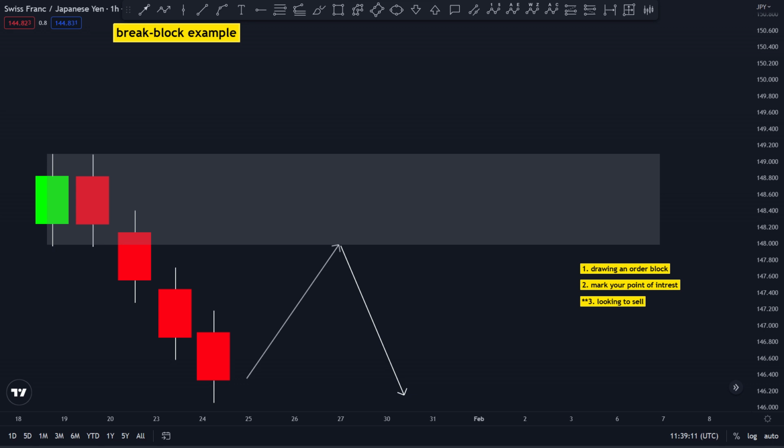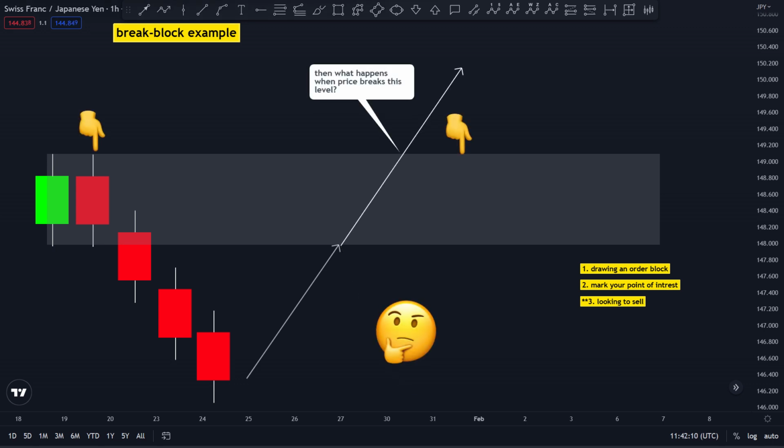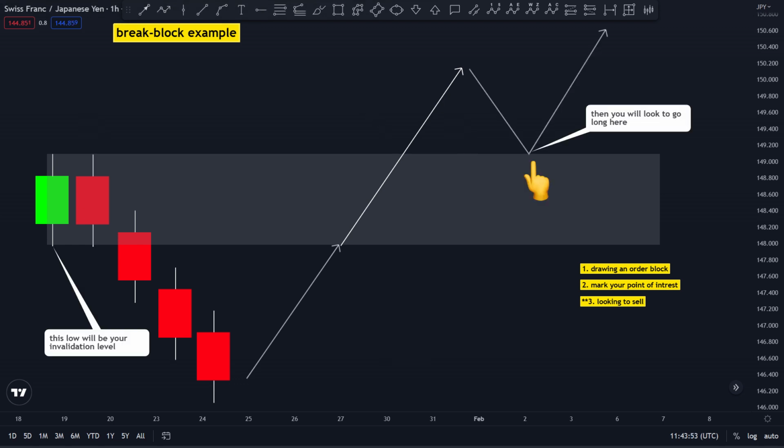But wait. Then what happens when price breaks above the zone? This broken zone will now become a breaker block area, where you will be looking for the market to come and retest that level before it moves higher again. Your next prediction will look something like this.